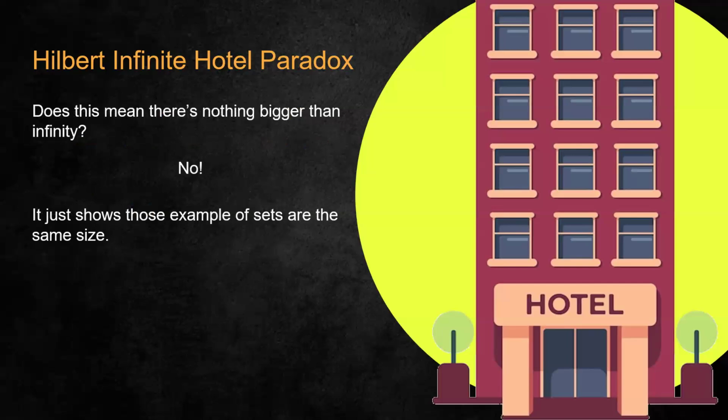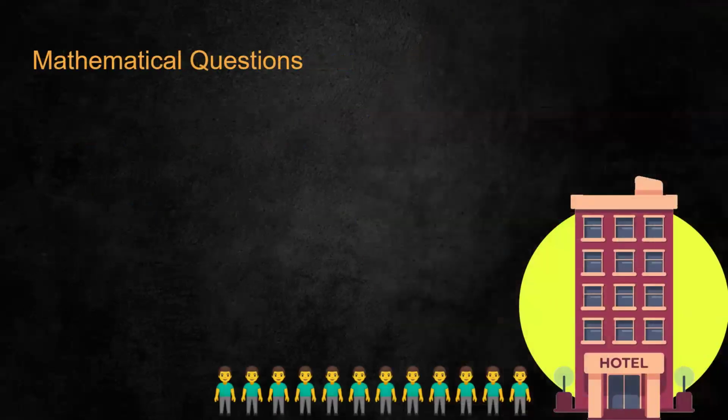So does this mean that there is nothing bigger than infinity? No. Because in mathematics, we cannot prove that something doesn't exist just with a few examples. We just saw that for those examples, the sets of people actually have the same size. But let's go a bit deeper now with some mathematical questions to have some definitions more clear.